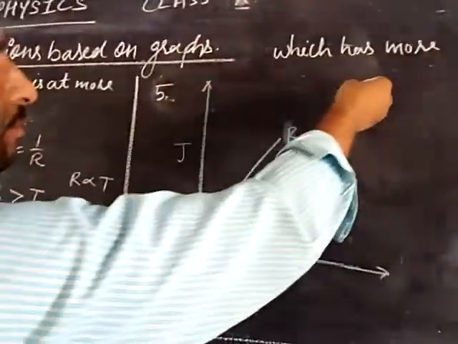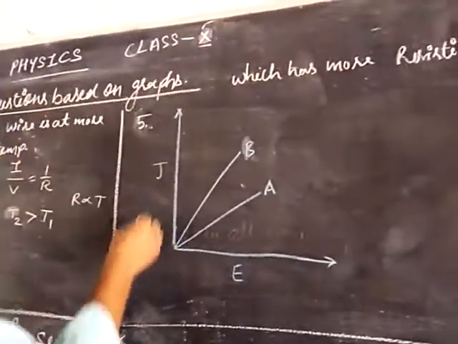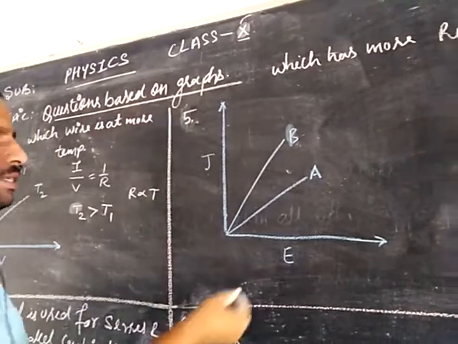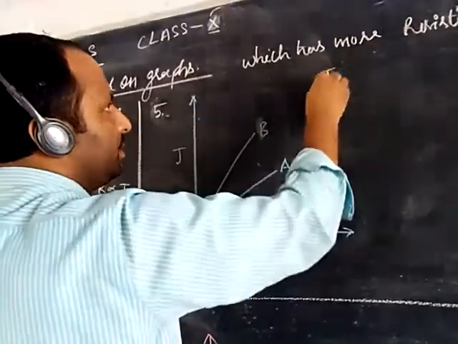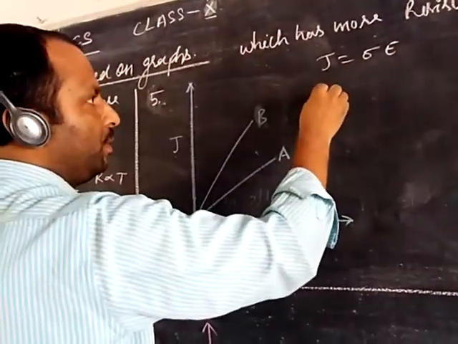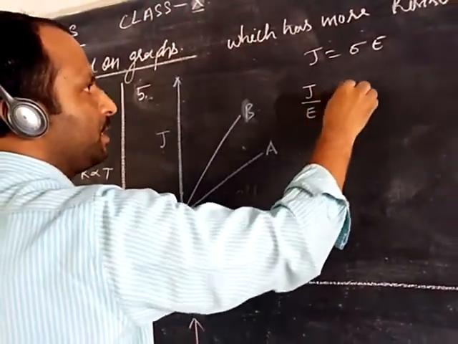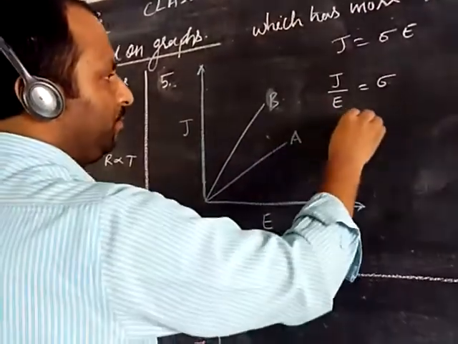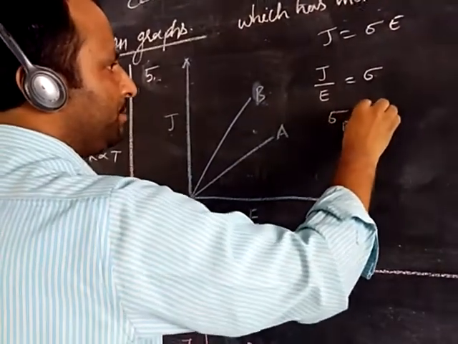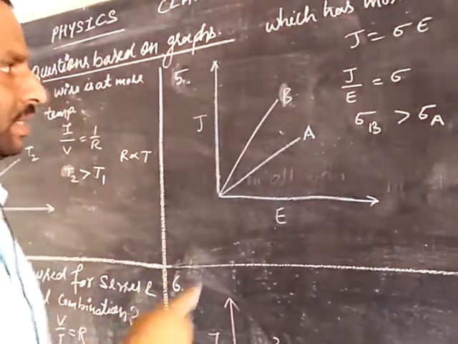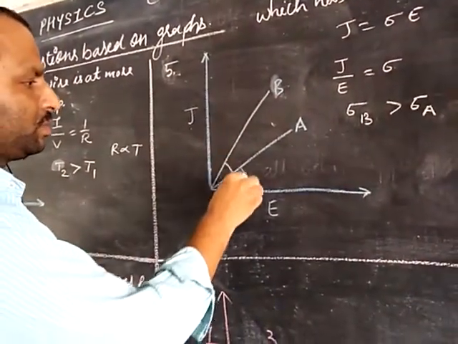Now see question number 5. Which has more resistivity? The graph is plotted between J and E. J is the current density and E is the electric field. We know that J is equal to sigma E. So the slope of J versus E represents sigma, that is conductivity. From this graph we know that conductivity of B is greater than conductivity of A. It is very clear from the graph that the slope of B is more than the slope of A.